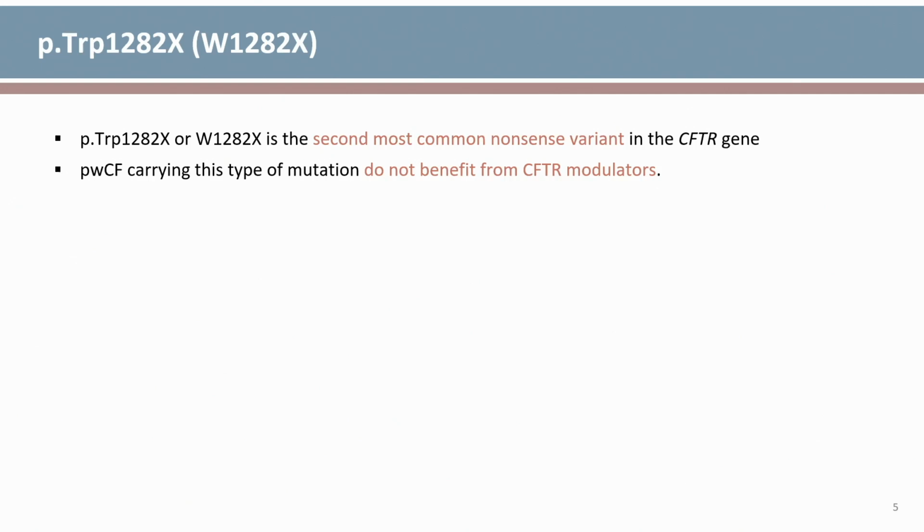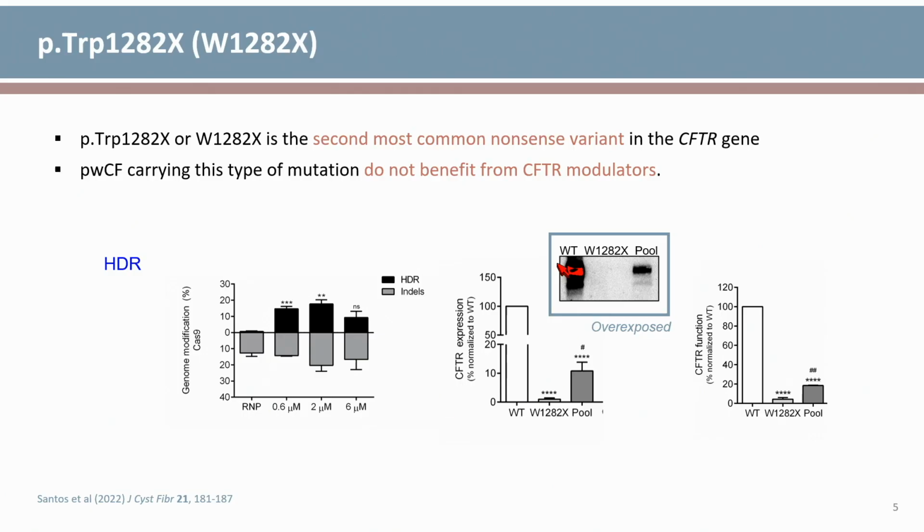In fact, we have previously shown that using homology-directed repair we can correct W1282X. We observed in 16HBE cells around 20% of correction at the DNA level that then corresponded to a rescue of wild-type CFTR at around 10% of expression normalized to wild type and around 20% of CFTR function. However, for each allele bearing W1282X that we were able to correct, around the same number of alleles was disrupted by the indels created by non-homologous end joining.